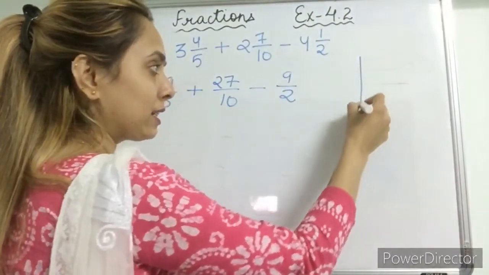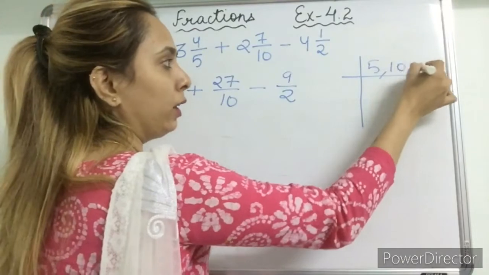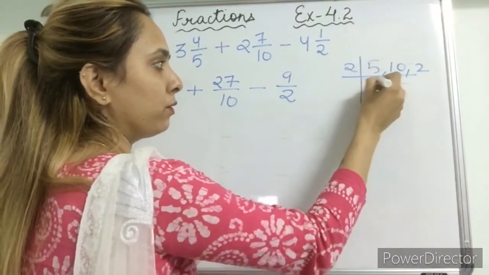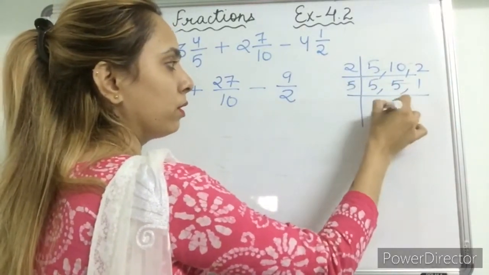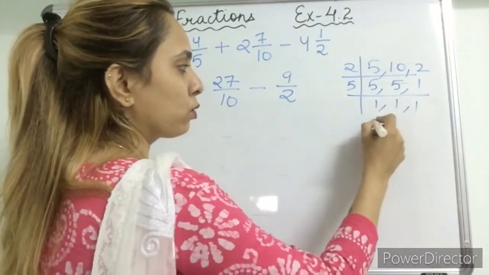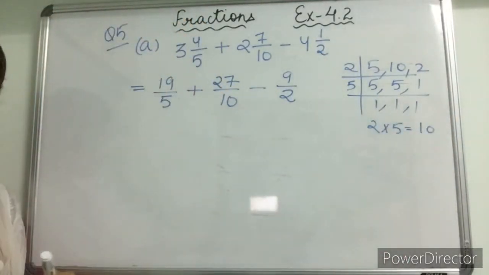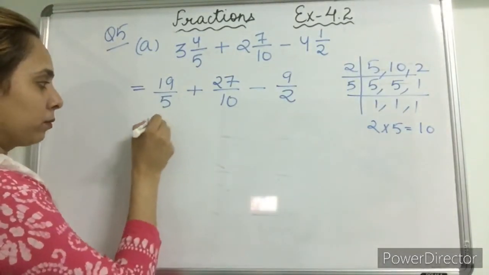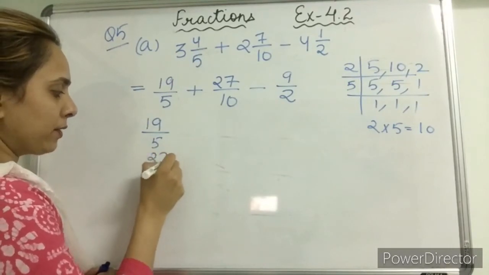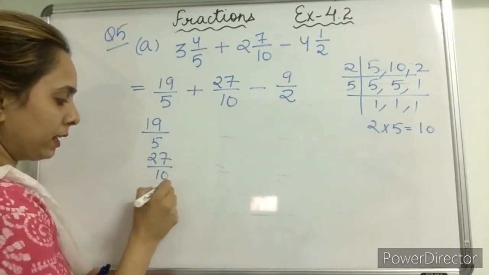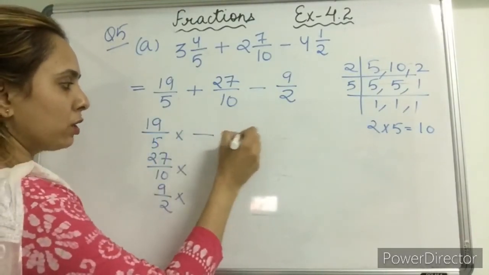Find out the LCM of 5, 10 and 2. Let's start with 2. 5 as it is. 2 5s are 10, 2 1s are 2. So 5, 5. So 2 into 5, the LCM is 10. So we have got the LCM as 10. So copy 19 upon 5, then 27 upon 10, then 9 upon 2. Multiply, multiply, multiply. Fractional bar.